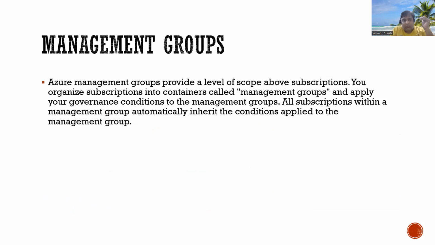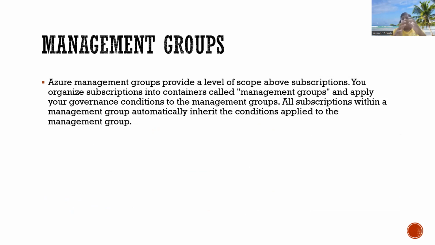So you can understand that one management group can have multiple subscriptions within that. So what is a management group? At the organization level, they are called containers, called management groups, and you apply your governance conditions to the management groups. All subscriptions within a management group automatically inherit the conditions that apply to the management group.